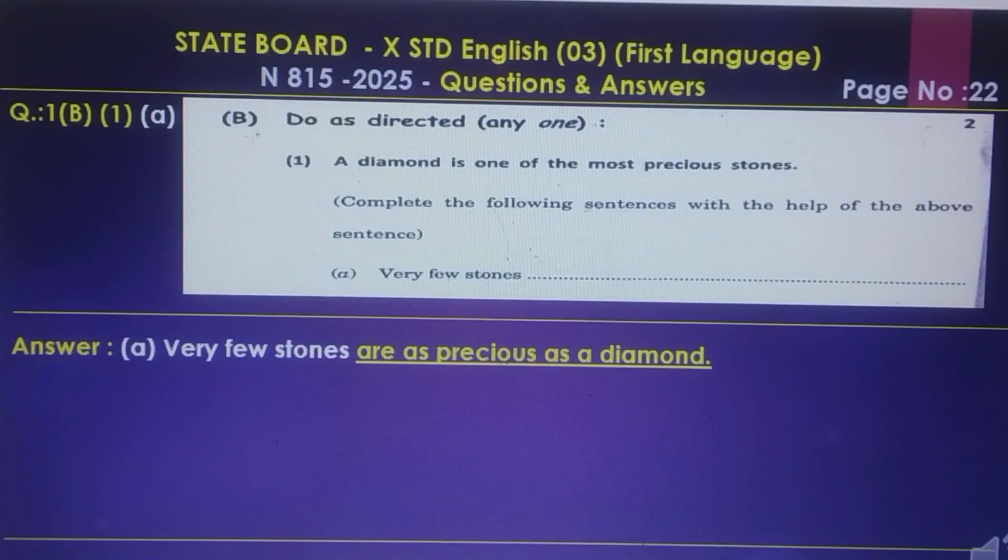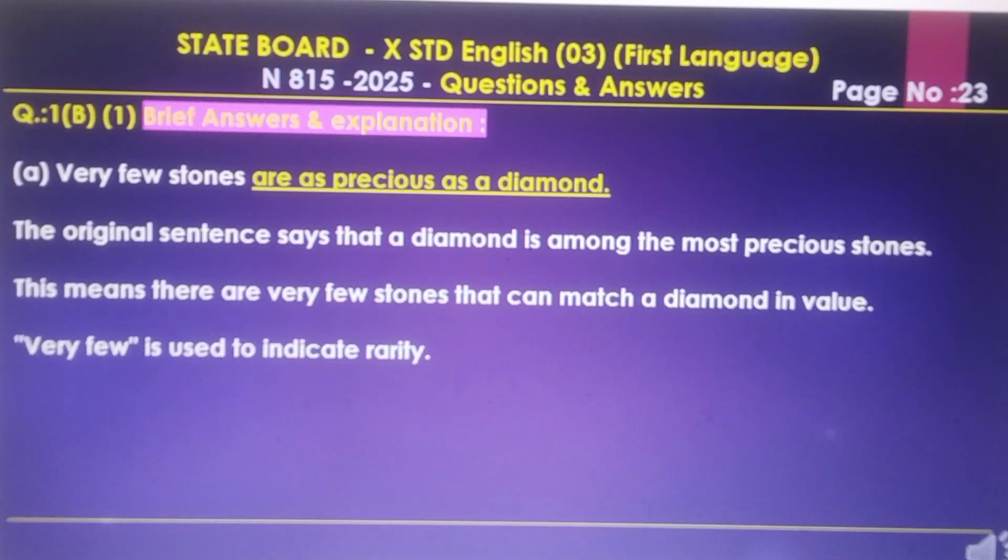Question number B1A: a diamond is one of the most precious stones. Answer of these questions, A: very few stones are as precious as a diamond. This is the positive degree. And a brief answer and explanation of these questions. The original sentence says that the diamond is among the most precious stones. This means that there are very few stones that can match the diamond in value. Very few is used to indicate rarity.